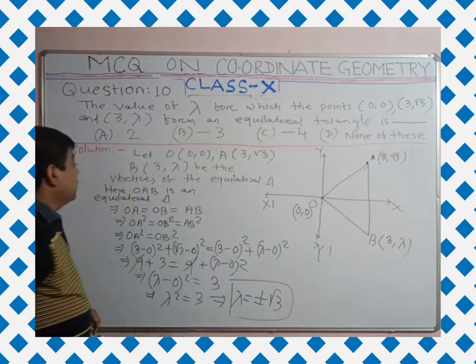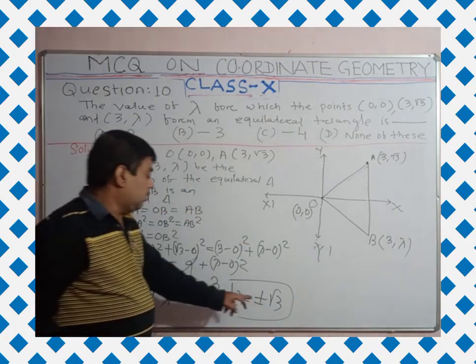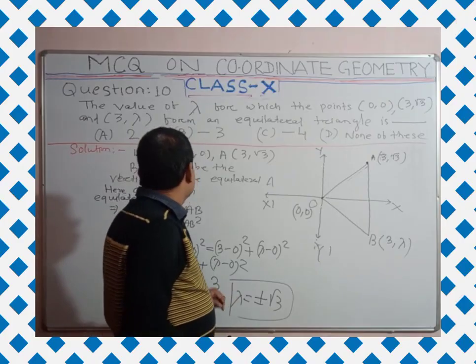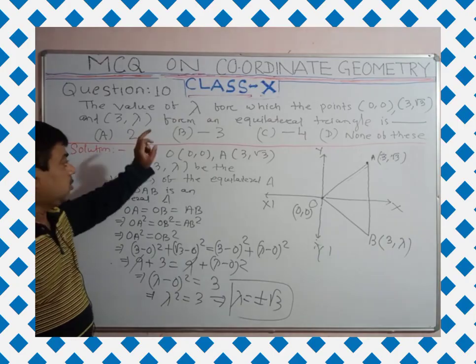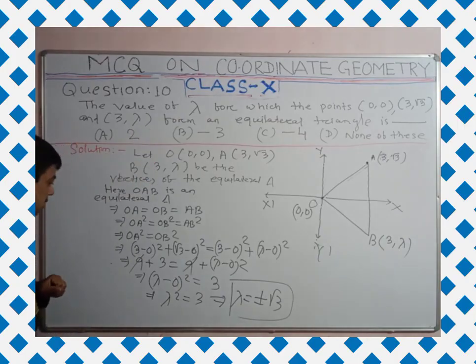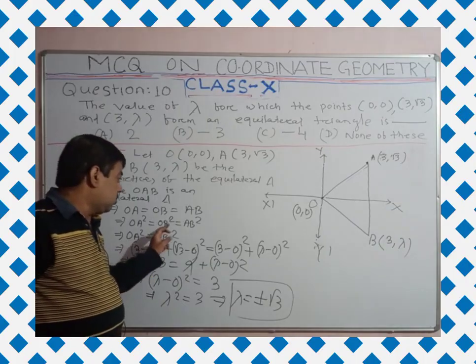You see, plus minus root 3 means lambda may be plus root 3 or minus root 3. If you see the options, there is no such value in any of the options. Okay, what happened? Again we have to verify, you have to check. OB square is equal to AB square.